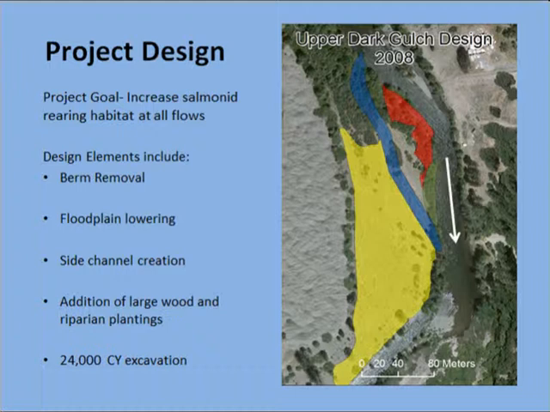So at this site we have berm removal, we did floodplain lowering, we have a side channel that was created. This was like year 2 of starting to add wood and getting a little bit better about adding wood on the project, and it was a kind of a modest amount of excavation, 24,000 cubic yards for this site. And that floodplain was constructed to be inundated at around 4,500 CFS. It was going to start getting wet at around 4,500 CFS.